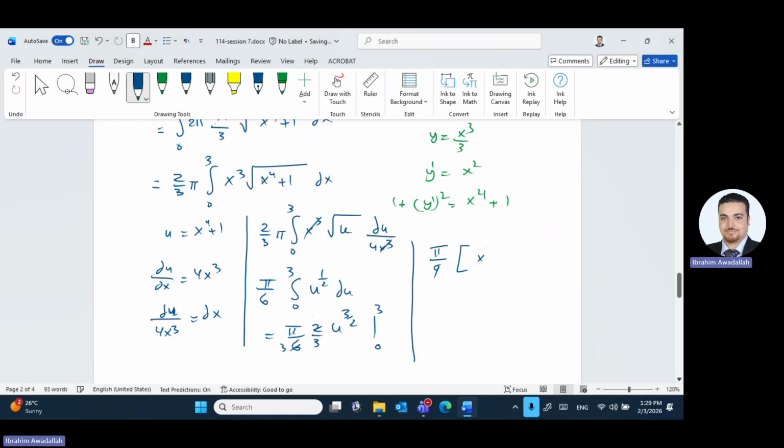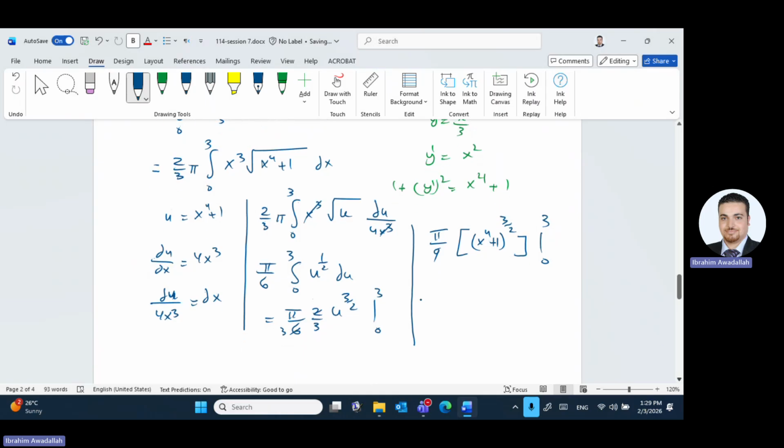x to the power 4 plus 1, all of it to the power 3 over 2, from 0 to 3. Now we can substitute the 0 and the 3. Why? Because the amount here is x, and from the beginning, the 0 and 3 are the values of x. Don't make any silly mistake here. Pi over 9. Hopefully, I didn't make any silly mistake here. Pi over 9, and this is 3 over 2, so we write it. Everything is fine as I see.